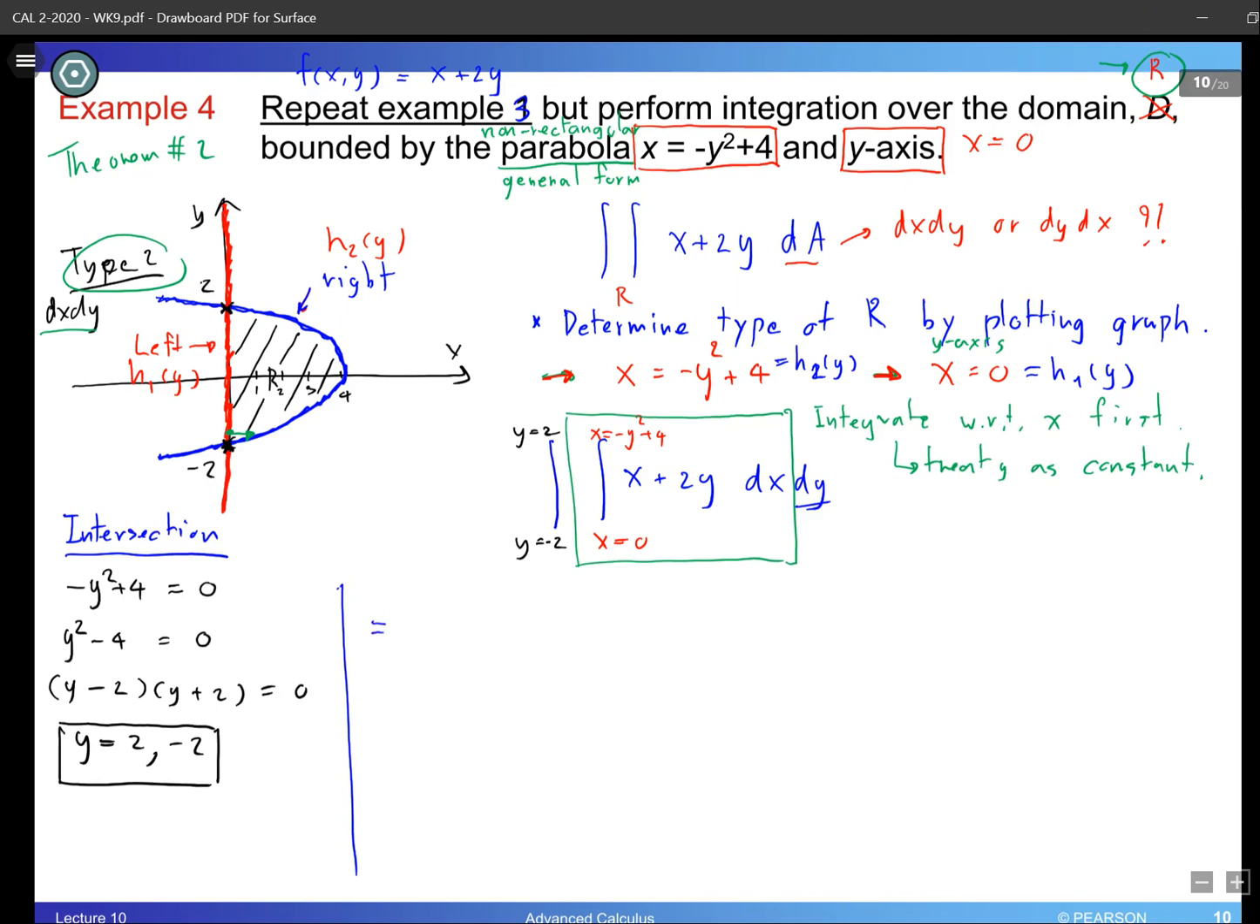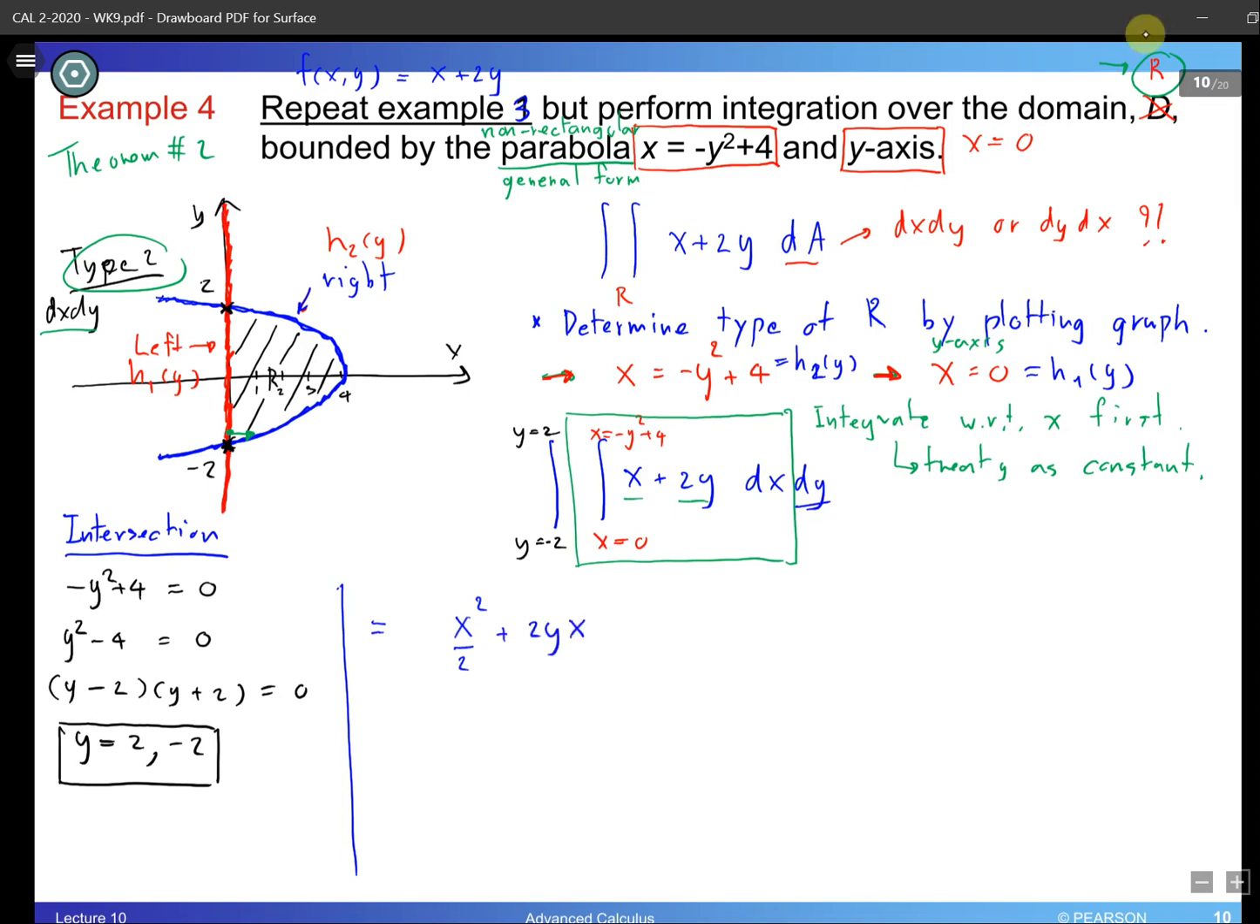Now I need to integrate this x with respect to x. This is easy. It's going to be x squared over 2. Integrate this 2y with respect to x. 2y is going to be treated as a constant here, so I am going to get 2yx. 2y stays the same, and x shows up at the end.